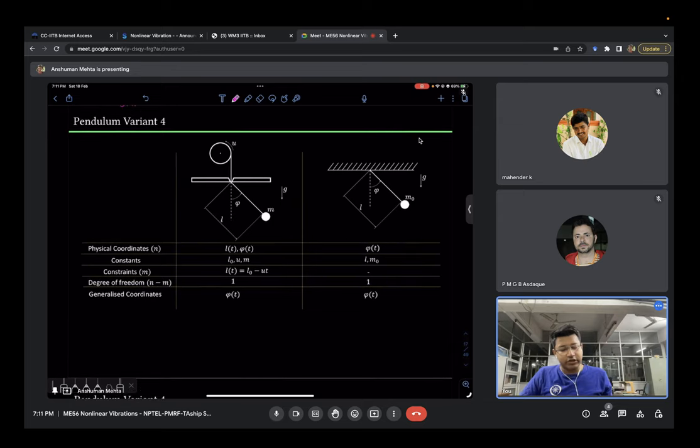Now we can extend this question where the length is now varying. So if the length is varying, it is given by this relationship, L0 minus ut, where u is the speed of spooling, so let's say this is a spool. A spool is something like a thread being spooled in, so that is called spooling. It is something fishing rods have. So here also we can see that we have physical coordinates as L(t) and theta(t). Now we have one constraint equation, two physical coordinates. So again the degree of freedom is 1.